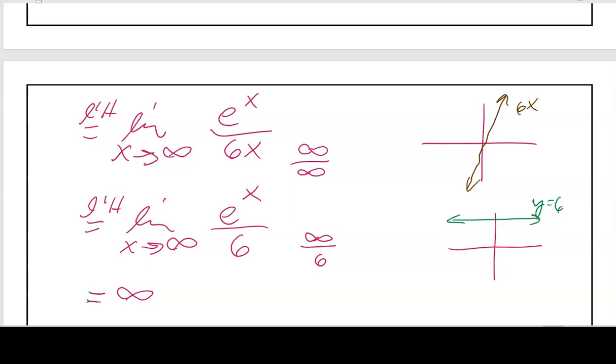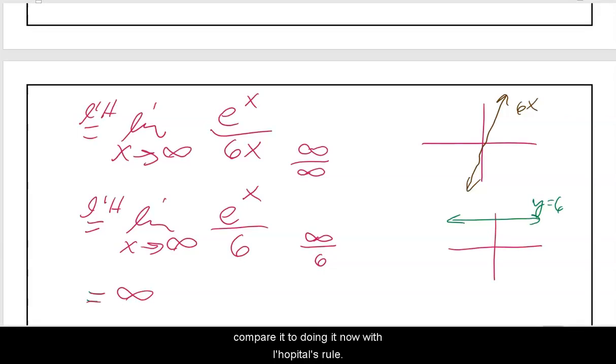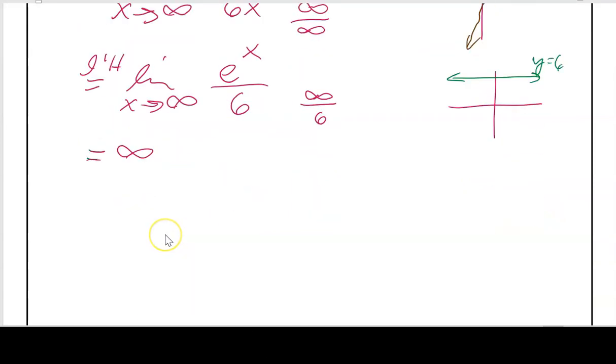Okay? So let's take a look at the next problem. This is a good one just to remind you of how we used to have to do these, and then we can compare it to doing it now with L'Hopital's rule. So this is problem number 2 out of 4.8 part 1.